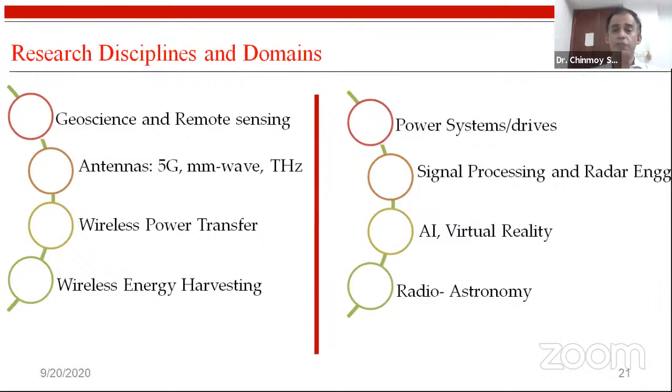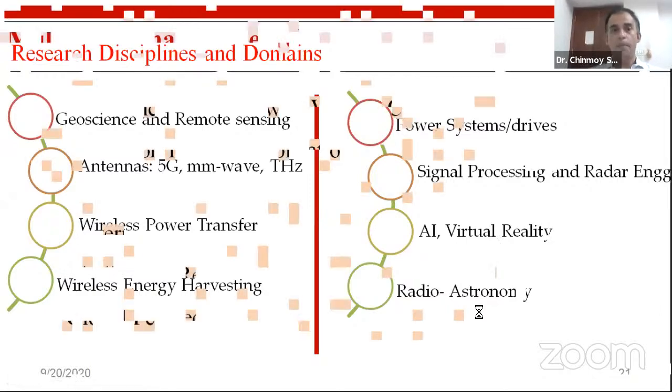So with this, I'll come to the research opportunities, because I talked about the space part, of course, and some of the students are definitely trying to take their career towards a more academic journey. If you do that, you need to know the different research disciplines and domains corresponding to space and associated things. I have just given a few indicated areas, but there are more. Geoscience and remote sensing, antennas for 5G, millimeter wave and terahertz, wireless power transfer is coming in a big way. Then we have wireless energy harvesting, power system and drive, signal processing, and radar signal processing, in fact, is coming up in a big way. Then we have artificial intelligence, virtual reality, radio astronomy, etc. But there are more, of course.